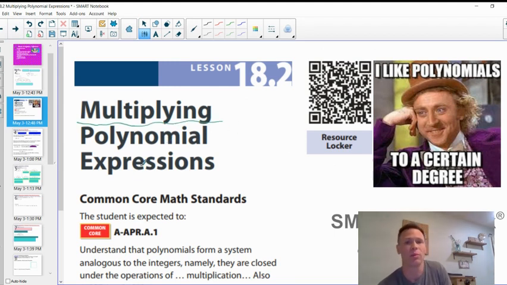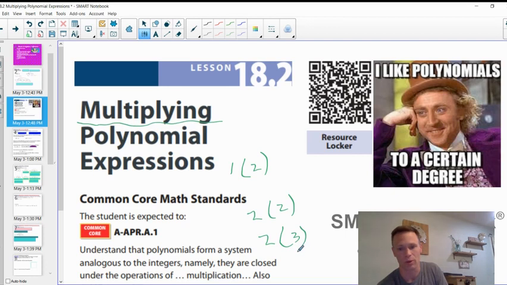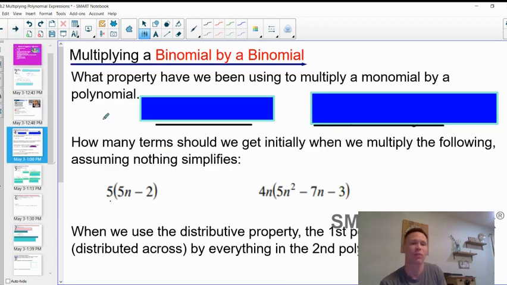However, we're going to be multiplying a little bit differently. We're still going to be using the distributive property heavily, but now we're going to be multiplying not just a monomial, not just one term times 2 or 3 terms. It's going to be 2 terms times another 2 terms, or 2 terms times 3 terms, or 3 terms times 3 terms. And that's what we're going to be doing today. So let's dive right in.